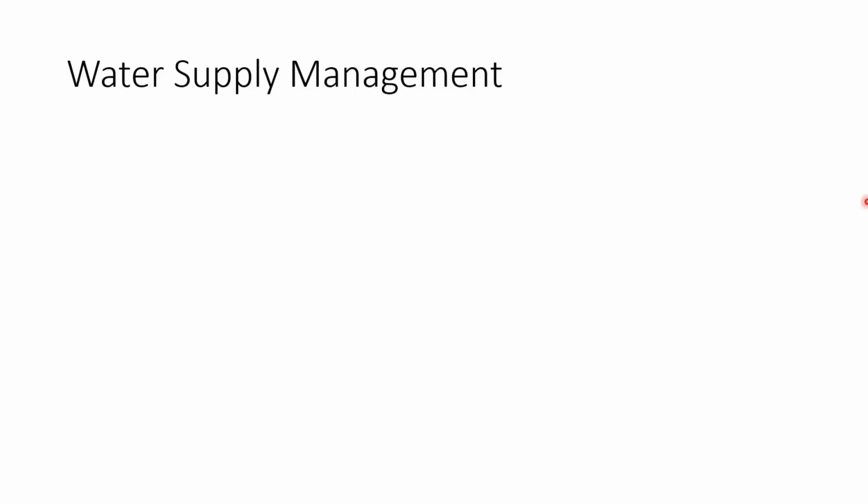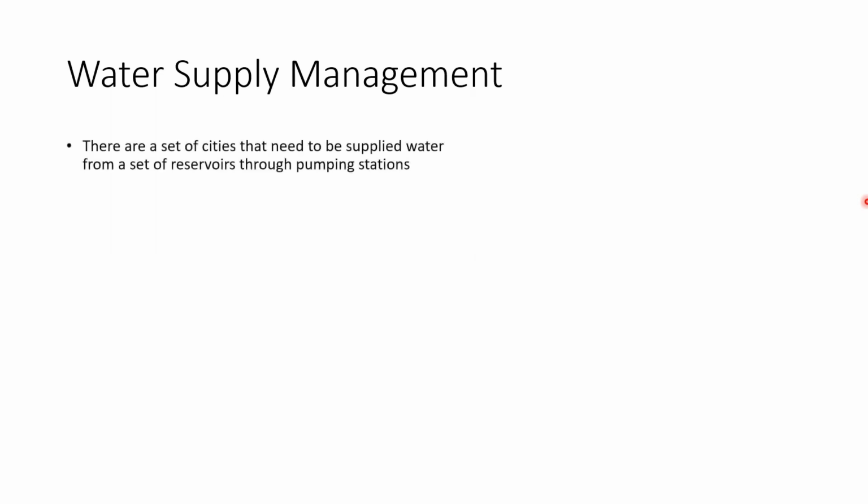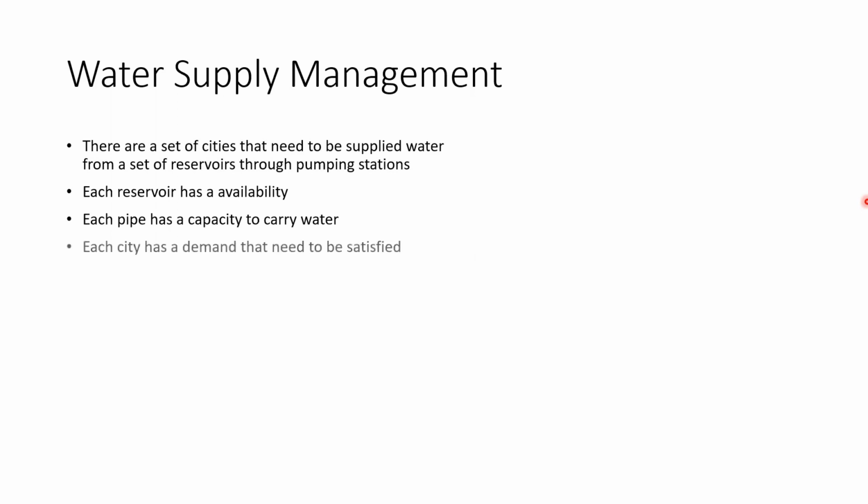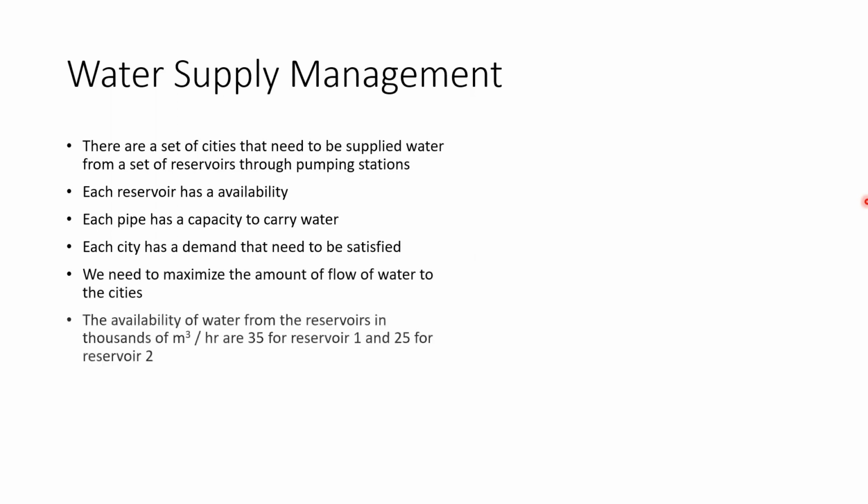Hello all, we will look at a problem of water supply management. There is a set of cities that needs to be supplied water from a set of reservoirs through pumping stations. Each reservoir has an availability. Each pipe has a capacity to carry water, and each city has a demand that needs to be satisfied. We need to maximize the amount of flow of water to the cities.